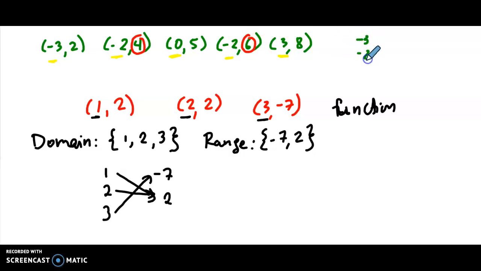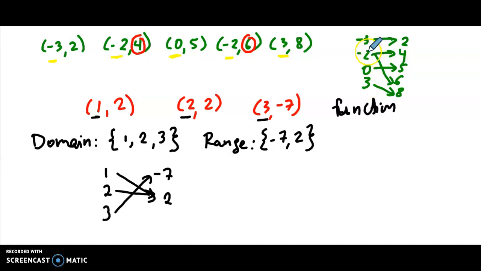Then I have -2, 0, and 3. My y's are 2, 4, 5. I guess they are in order. 2, 4, 5, 6, and 8. So here's what's going on. -3 goes to 2. -2 goes to 4. 0 goes to 5. -2 goes to 6. And 3 goes to 8.